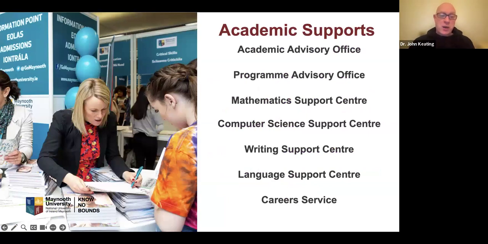Not everybody finds it easy when you go to university. So we all need supports. And so the academic supports for students are the Academic Advisory Office, for example, the Program Advisory Office, the Maths Support Centre, Computer Science Support Centre, the Writing Support Centre, Language Support Centre, and the Career Service. So if you have challenges that impact on your learning, or you're struggling, or you just really find it difficult, not necessarily with the learning, but to be in a new place, there are all sorts of supports available to help you, personal and academic.